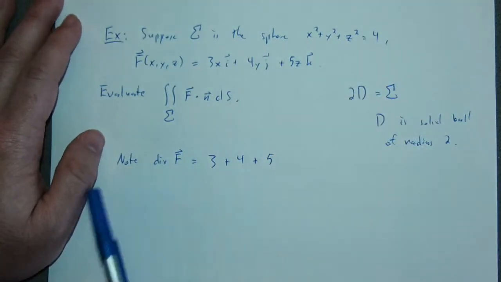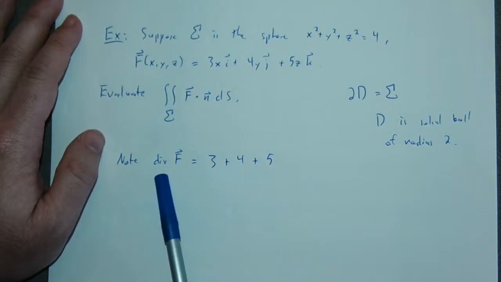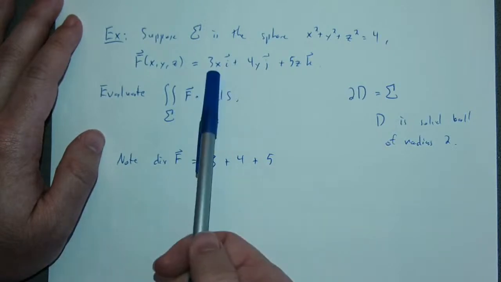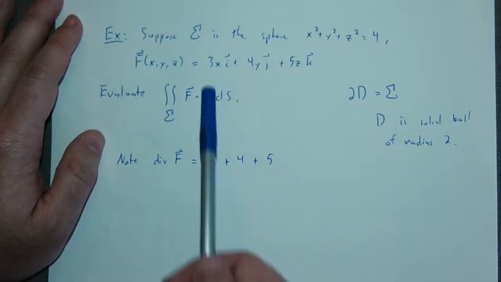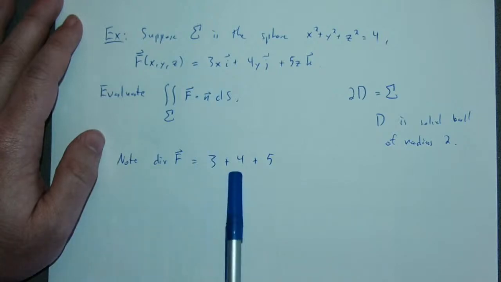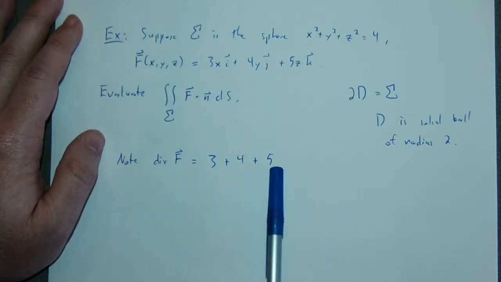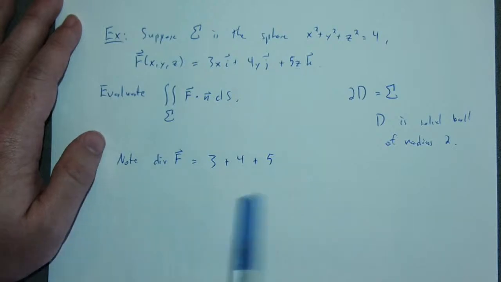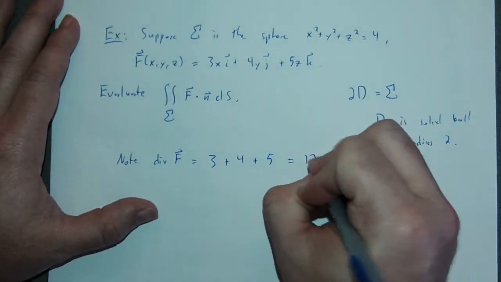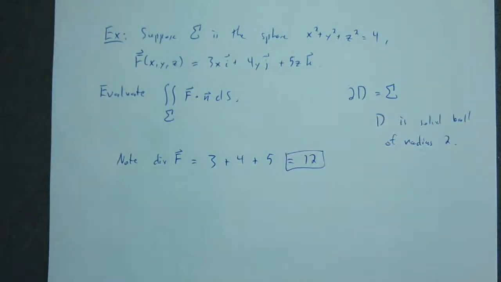Just to say that again. The divergence of the vector field is the x partial of the x slot, which is the x partial of 3x, which is 3, plus the y partial of the y slot, which is 4, plus the z partial of the z slot, which is 5. So this is 12. So the divergence of F is actually just a constant.